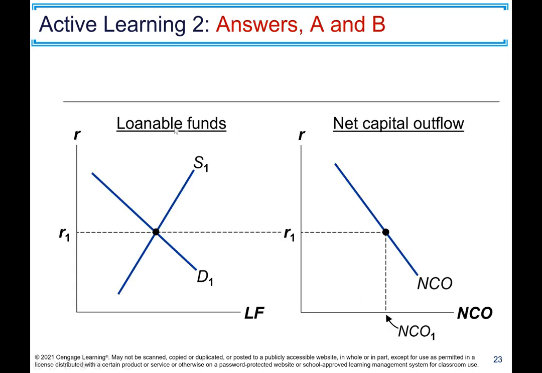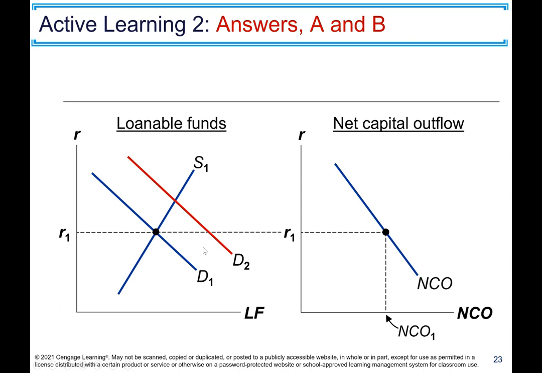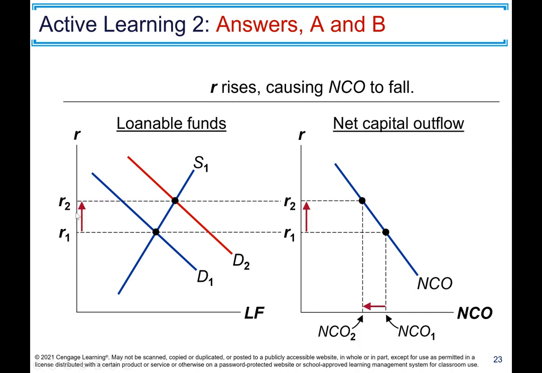Answers to A and B. This loanable funds market is at a balance at R1 and the net capital outflow. Investment and the demand for loanable funds increases at each value of R. That means there's a right shift of the demand for investment dollars. R rises, causing NCO to fall. So R goes from R1 to R2, and that will cause NCO to fall from 1 to 2.